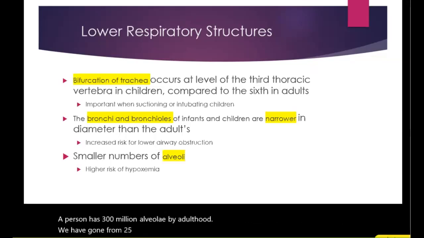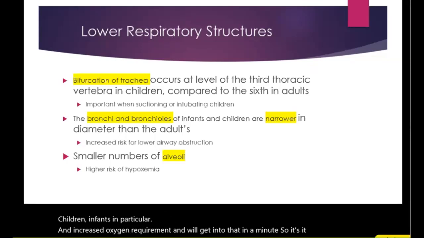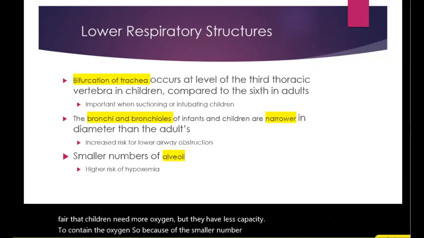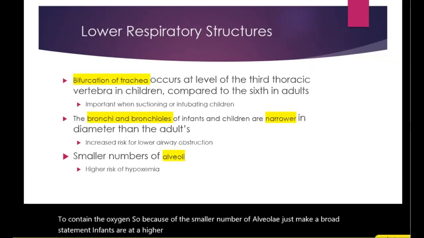The problem is children, infants in particular, have an increased oxygen requirement, and we'll get into that in a minute. So it doesn't seem very fair that children need more oxygen, but they have less capacity to contain the oxygen. So because of the smaller number of alveoli, just to make a broad statement, infants are at a higher risk of hypoxemia. And we'll talk about that more in a minute.